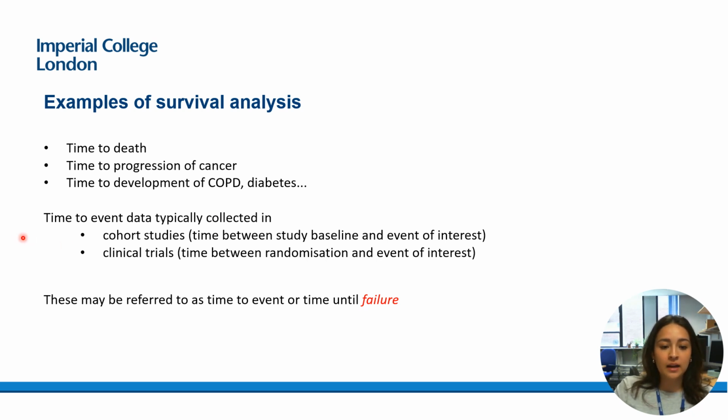Time to event data, as I said, is typically collected from cohort studies. So this is what we use to measure the time between study baseline, so whenever the study started, and the event of interest. In clinical trials, it may be the time between the randomization, whenever all of our patients were recruited, and the event of interest. And this may be referred to as the time of event or time until failure.